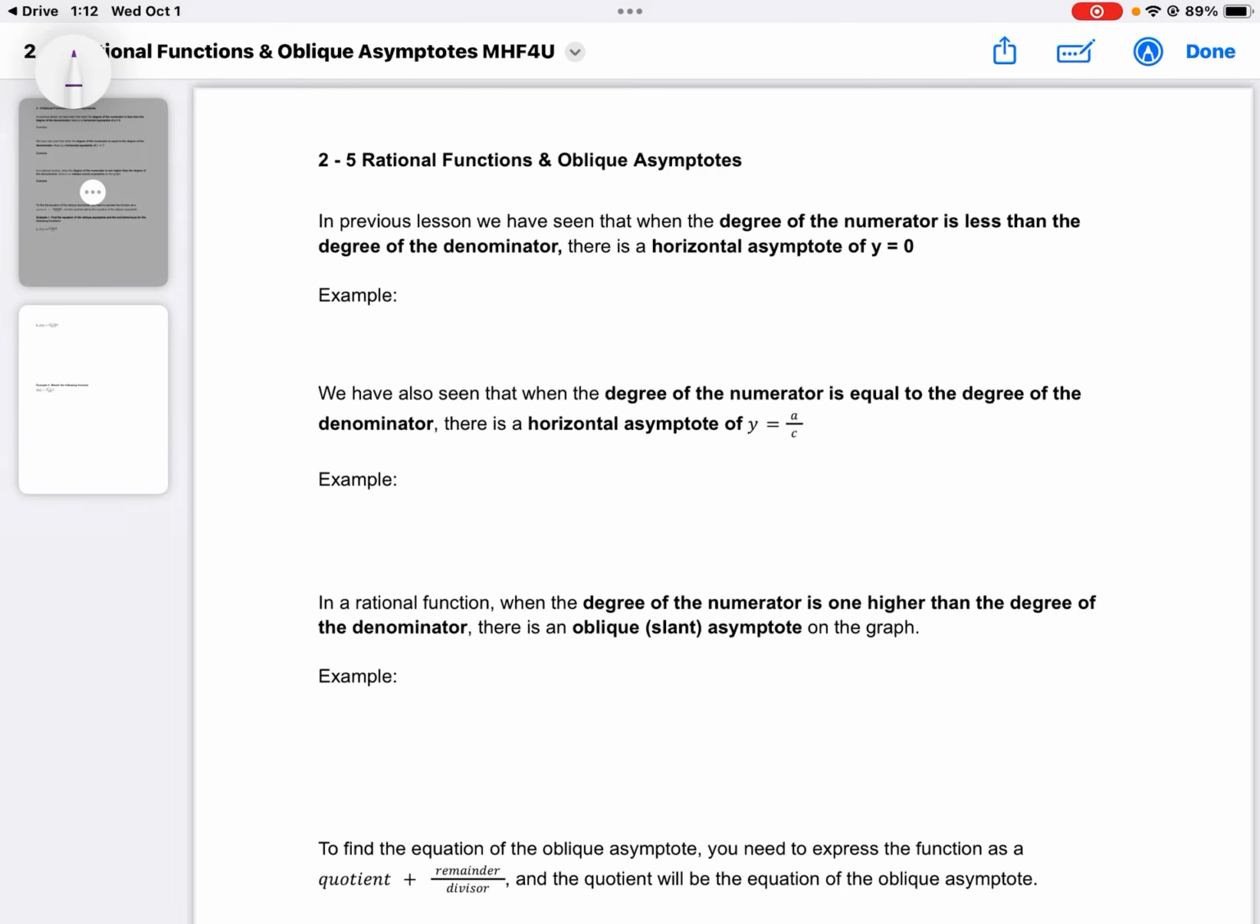So if the degree of the numerator is less than the degree of the denominator, there's a horizontal asymptote of y equals 0. So that would be a function that is like this, or one that is like this, where my degree of the numerator is less than the degree of the denominator.